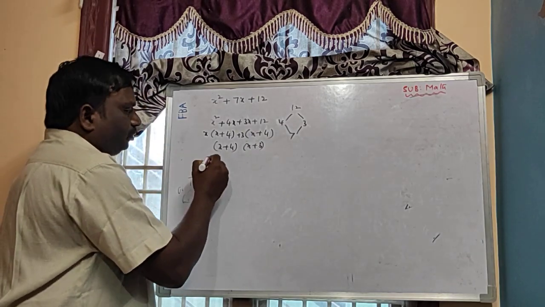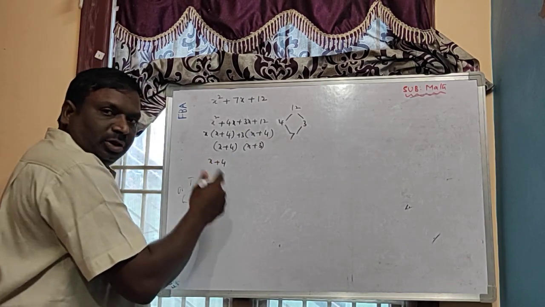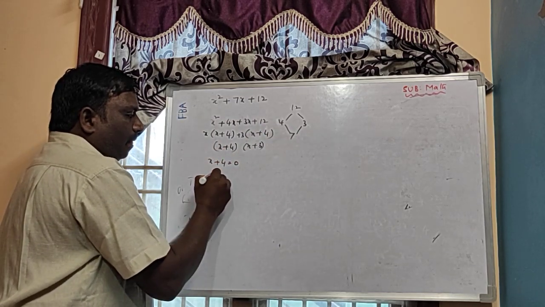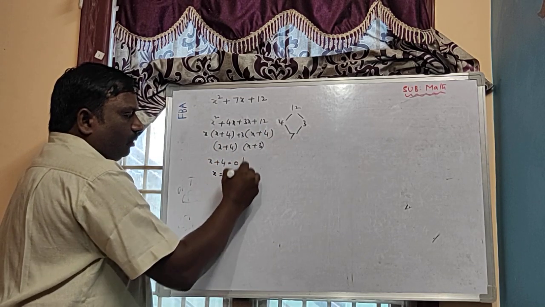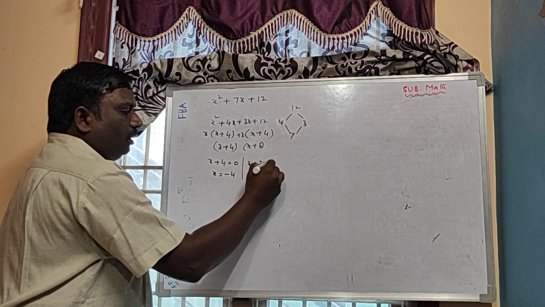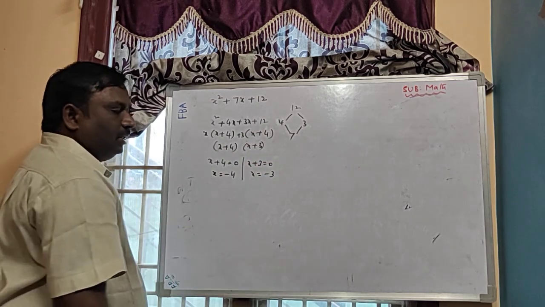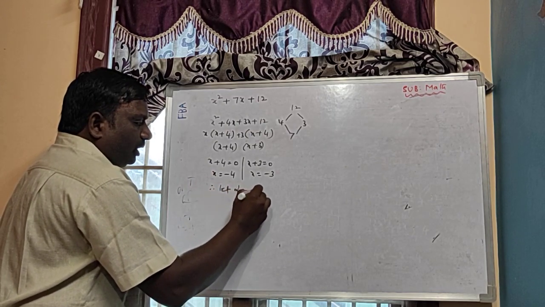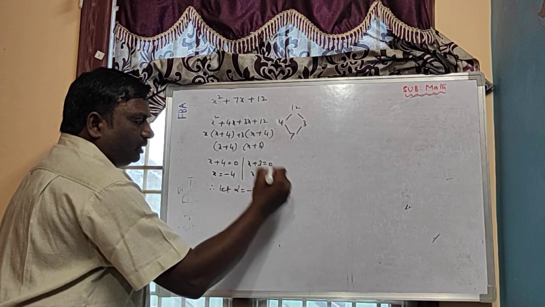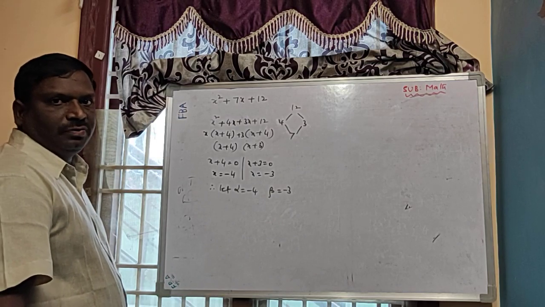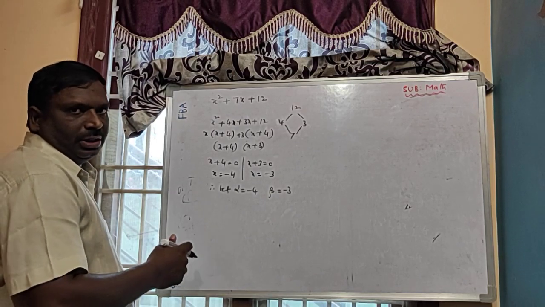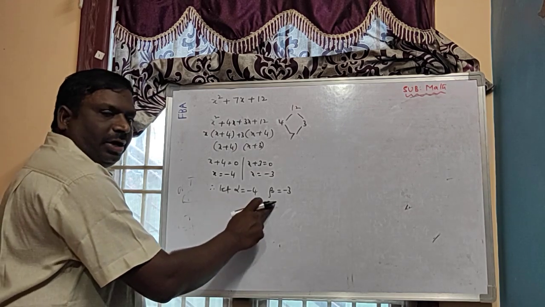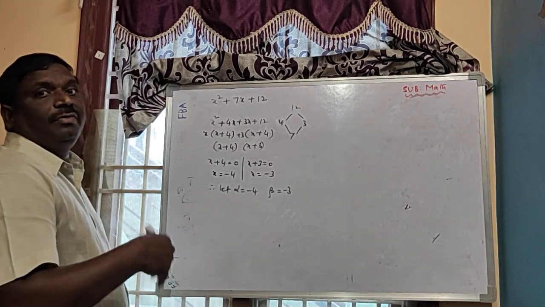Therefore the zeros are... to find the zero, we have to make this value 0. x equal to minus 4, and x plus 3 equal to 0, x equal to minus 3. So let alpha equal to minus 4 and beta equal to minus 3. Two zeros we are taking, one is alpha and one is beta. We have to identify the relationship.